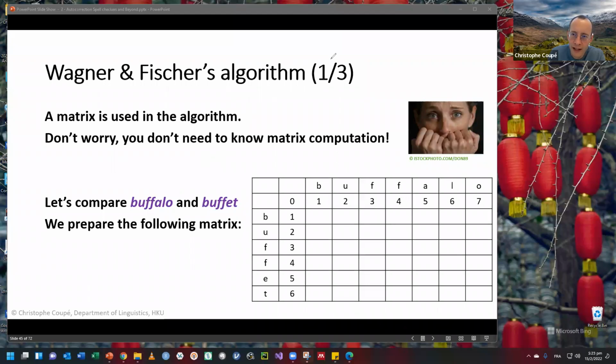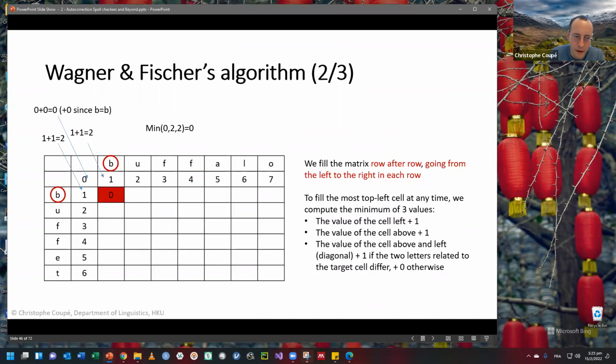How do we do that? We apply this recipe. We go row after row. And for each row, we go from the left to the right. So we are going to fill this one, then we will fill this one, then this one, then these ones, then these cells, and then we will be done when we complete this one.